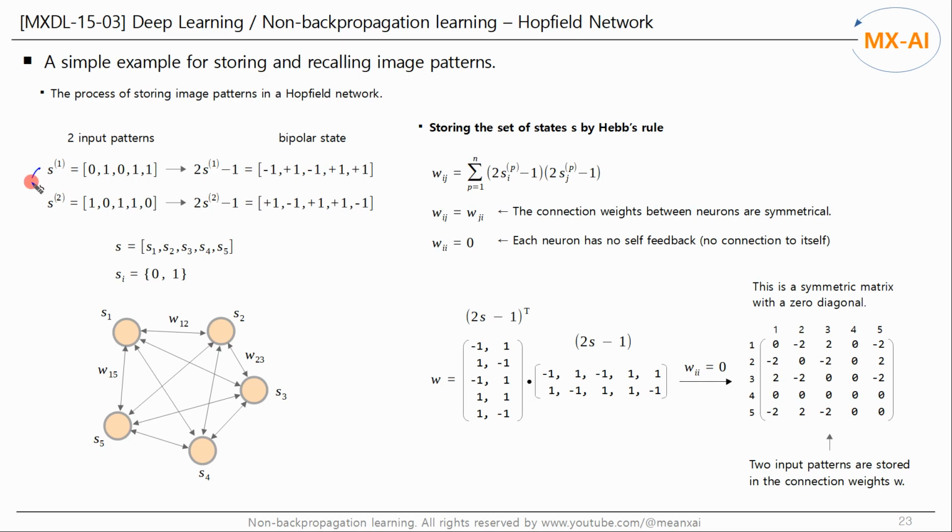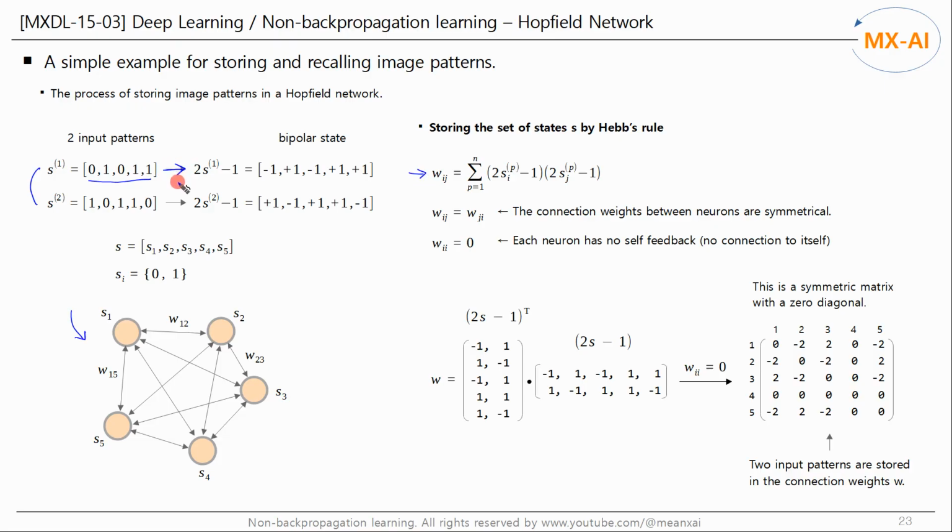We want to store the following 2 input patterns in a Hopfield network. Since each input vector has 5 elements, we build a network with 5 neurons like this. We use this formula to find the weight matrix.